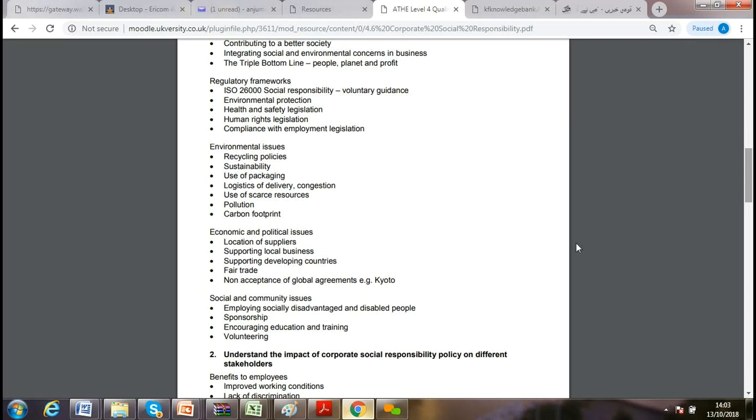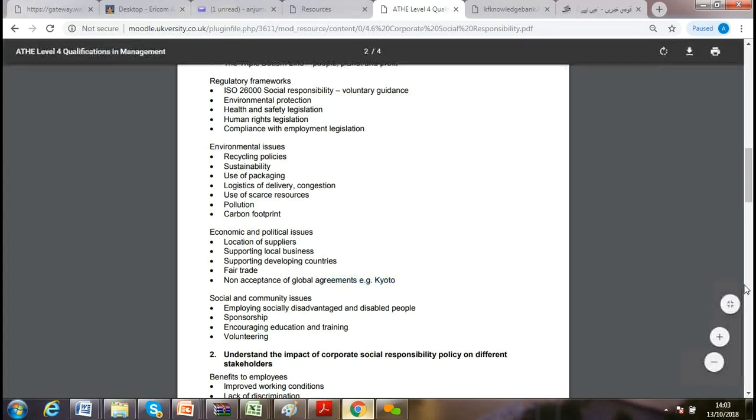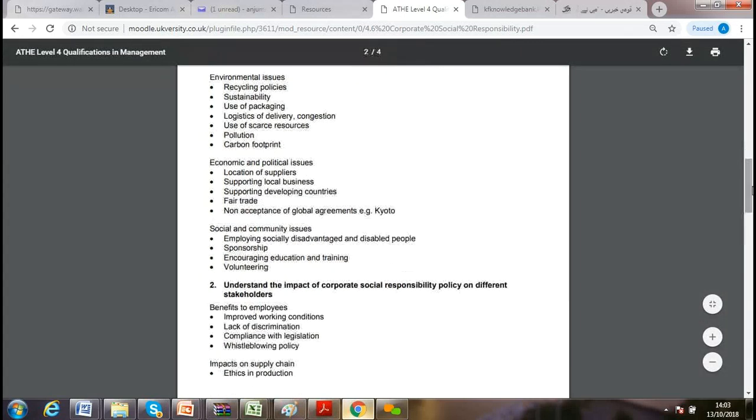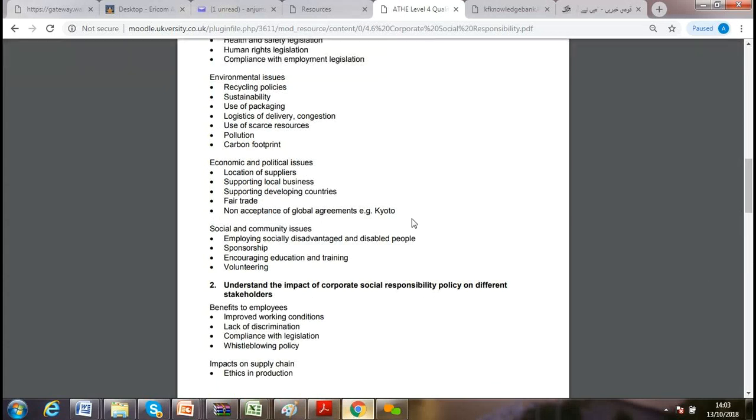Kyoto is a Japanese agreement on corporate social responsibility, which sits under the World Trade Organization as well as the environmental organization. That's the principle set up in Japan a good few years back towards global warming and towards organization practices. Then social and community issues, including employing socially disadvantaged and disabled people.